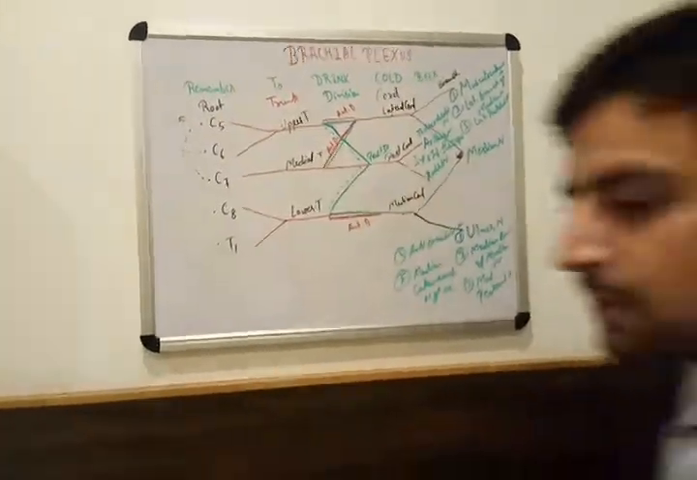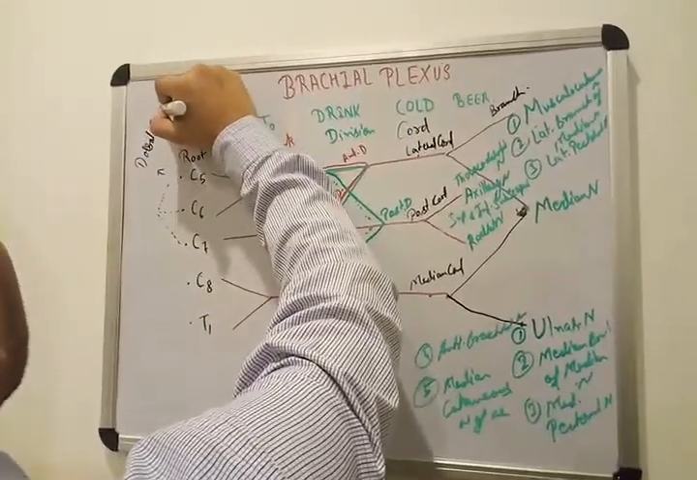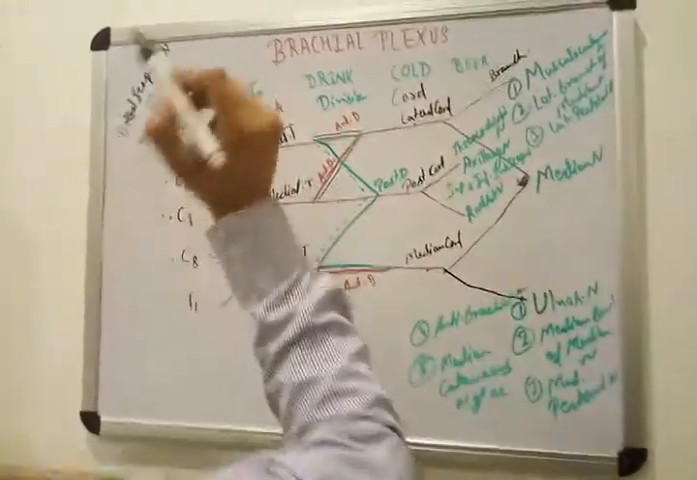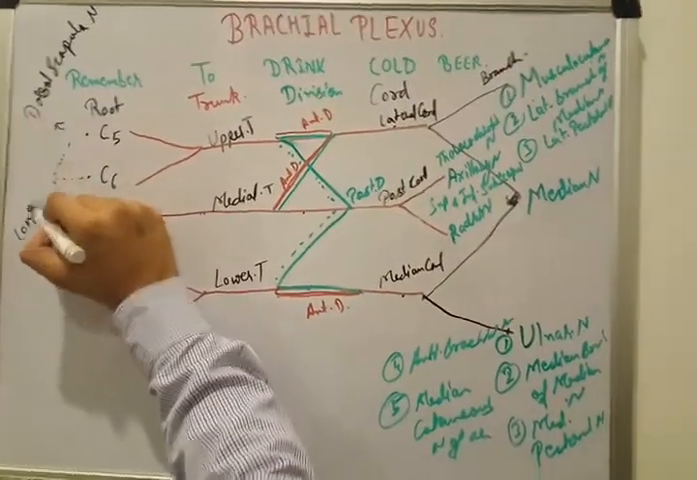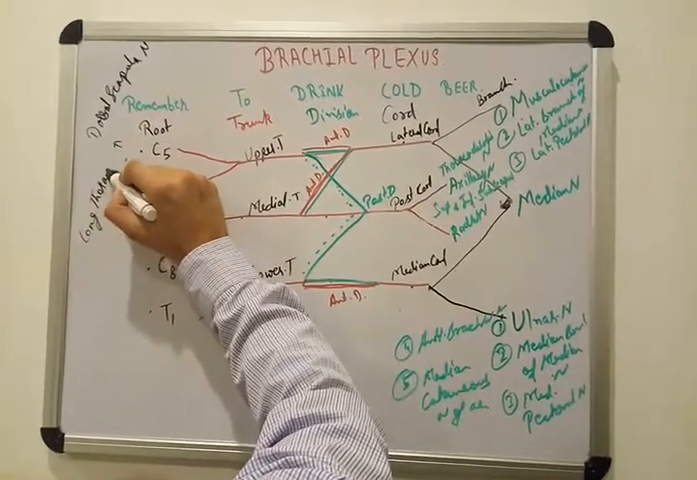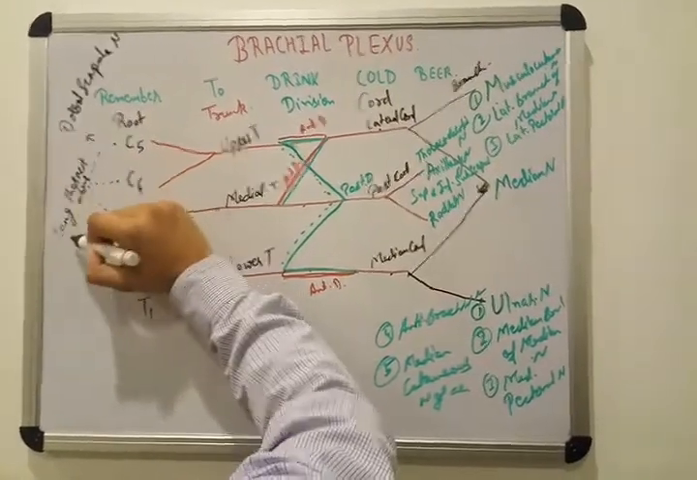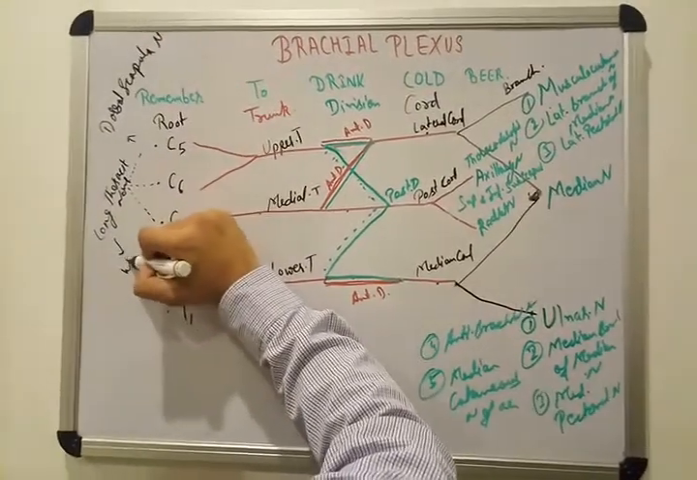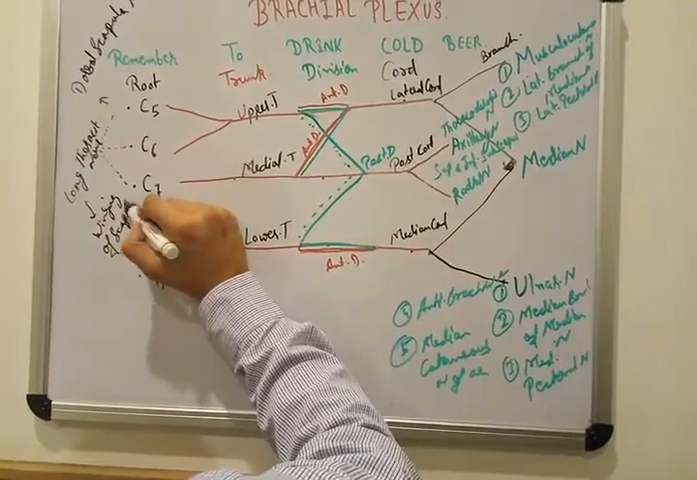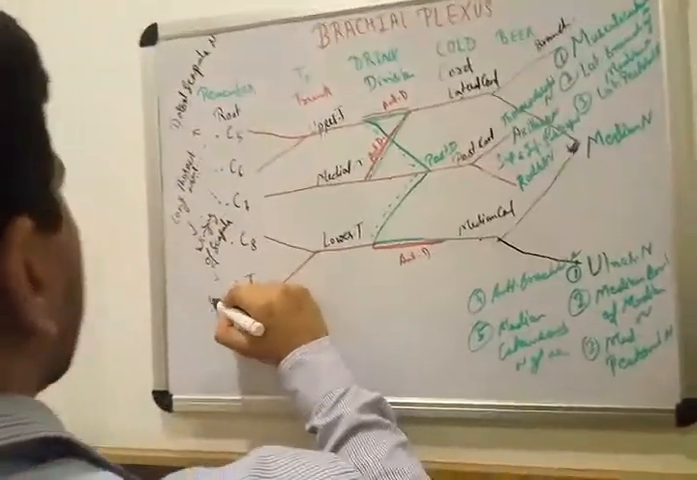Yeah, I want to explain some other things also. This C5 supplies the dorsal scapular nerve, so if there is an injury, it will damage it. And there is the long thoracic nerve. C5, C6 and C7 together supply the long thoracic nerve, and damage of this causes winging of scapula. Okay, it causes the winging of scapula, and it is due to damage of which muscle?